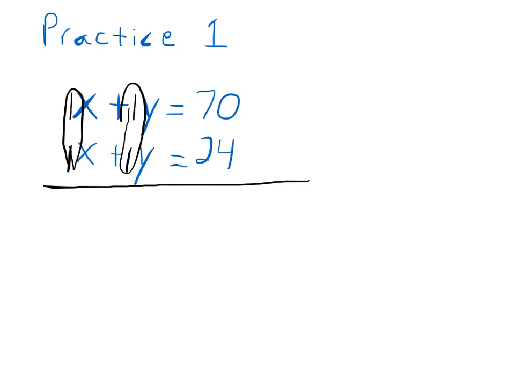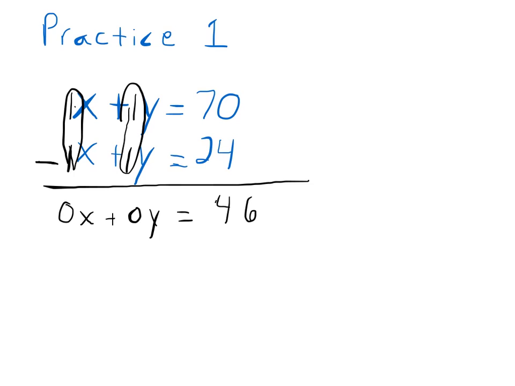So if I add them, 1 plus 1 doesn't cancel. It gives me 2x. If I add my y's, 1 plus 1 gives me 2y, so that doesn't cancel. So clearly I need to subtract these two equations. 1x minus 1x gives me 0x. 1y minus 1y gives me 0y. And then 70 minus 24 gives me, well, 70 minus 20 is 50, minus 4 is 46.